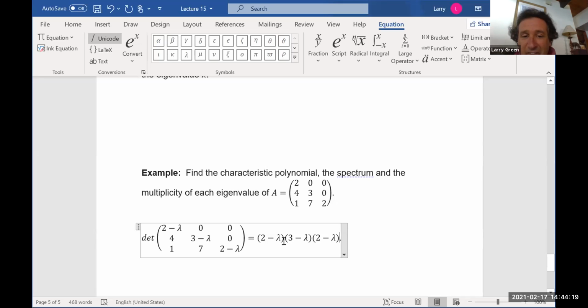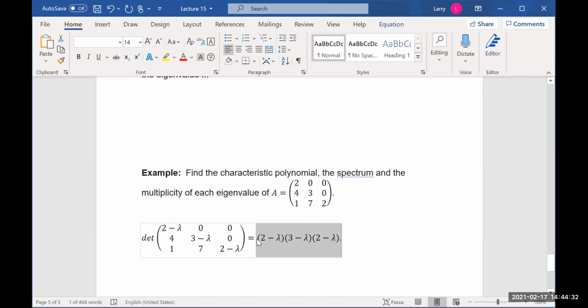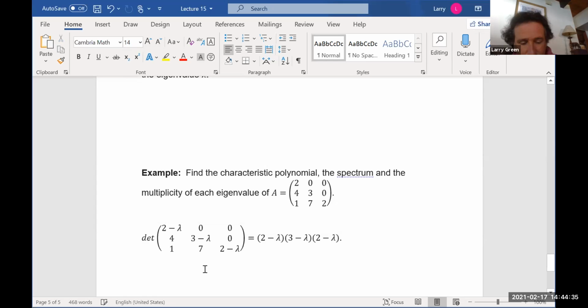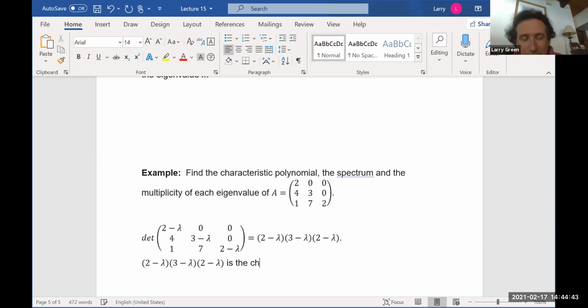So that is the characteristic polynomial. If you feel like multiplying it out, you can, but you don't have to. Any questions so far? So maybe I'll even write that. That right there is the characteristic polynomial of A. And by the way, sometimes you multiply it out. We don't have time to do that, but you could if you want.